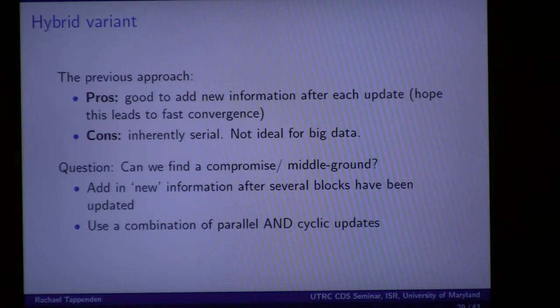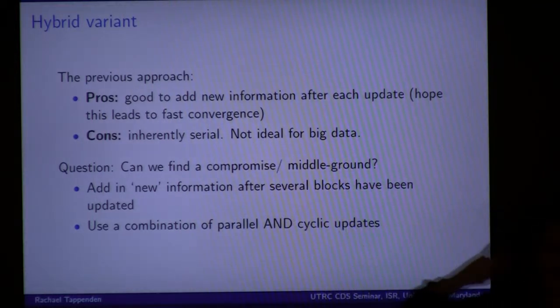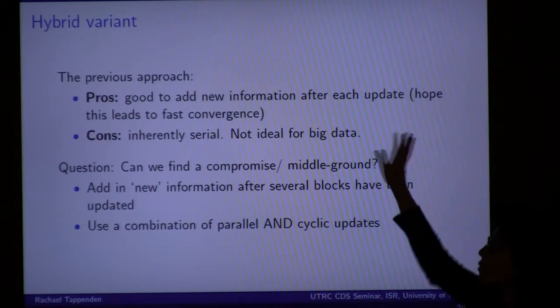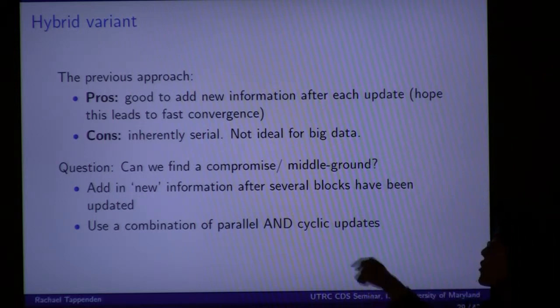And so, as we've seen, some of the pros are we're adding all this updated information at every iteration, so this is good. We hope this leads to fast convergence. I really mean this in a practical and not a technical kind of way here. So hopefully it leads to faster convergence, but it's inherently serial. Okay, this is not a good idea in big data. In big data, we want to be doing things in parallel.